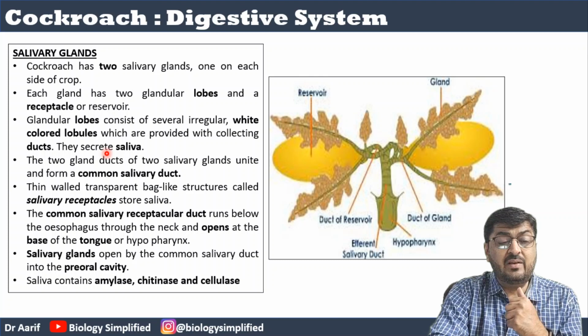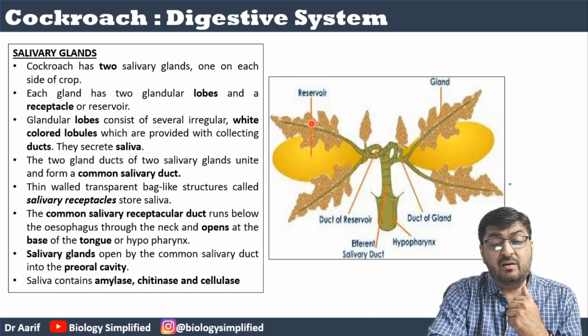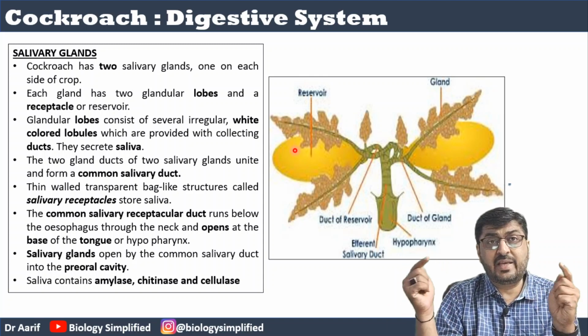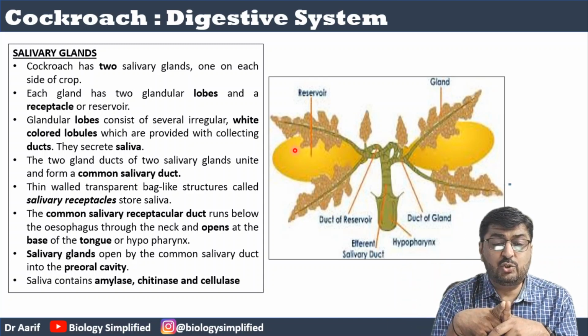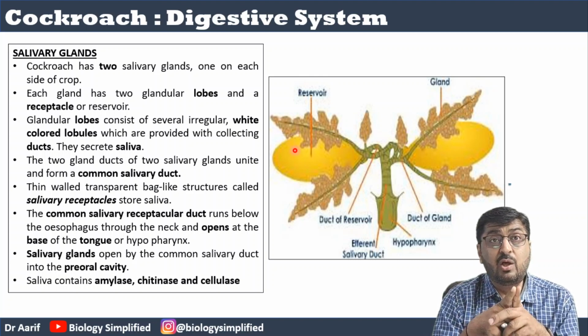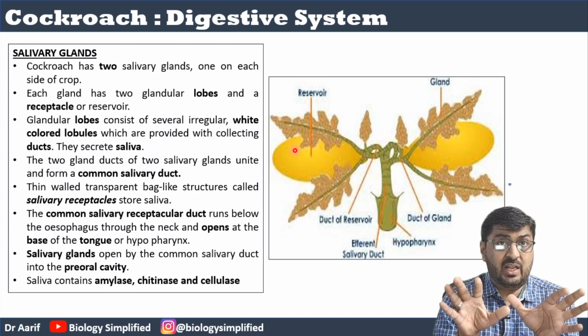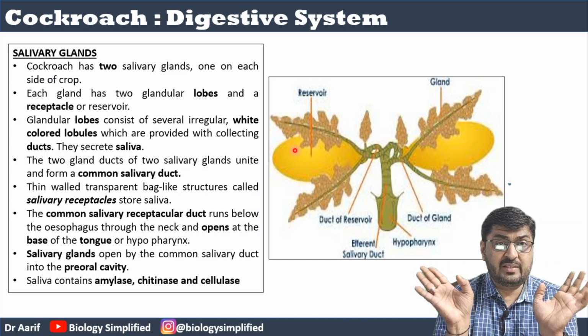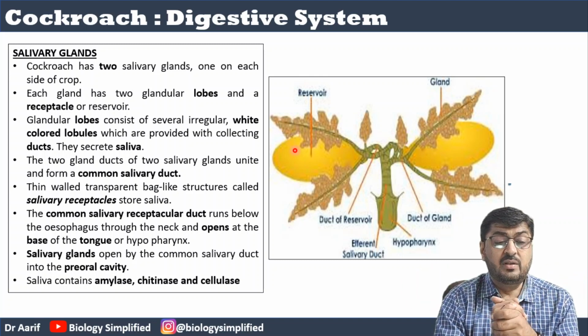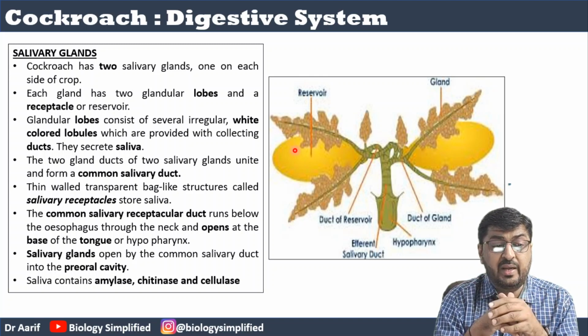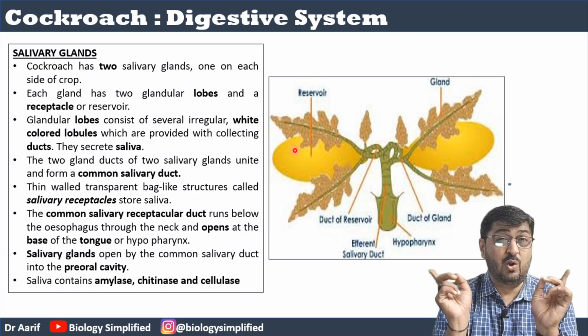They secrete saliva. So from each salivary gland one duct will emerge. So with 2 glands, from each side one salivary duct will come and join. It will become the common salivary duct, right? Where will saliva be stored? Into the receptacle or the reservoir. Now this common duct will run below the esophagus. It is by the side of the crop.